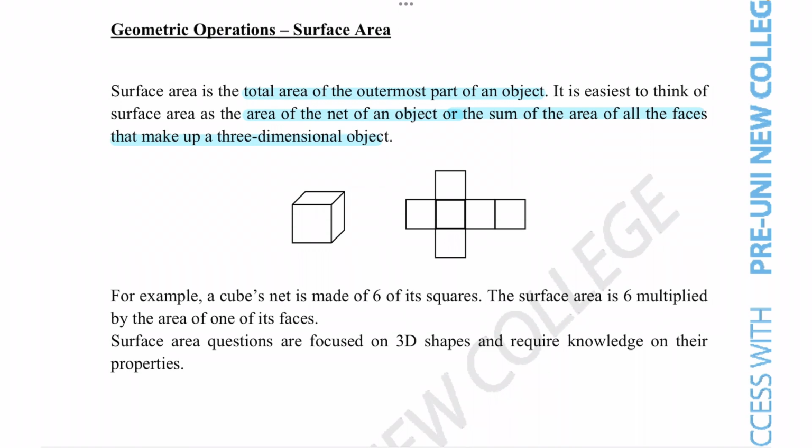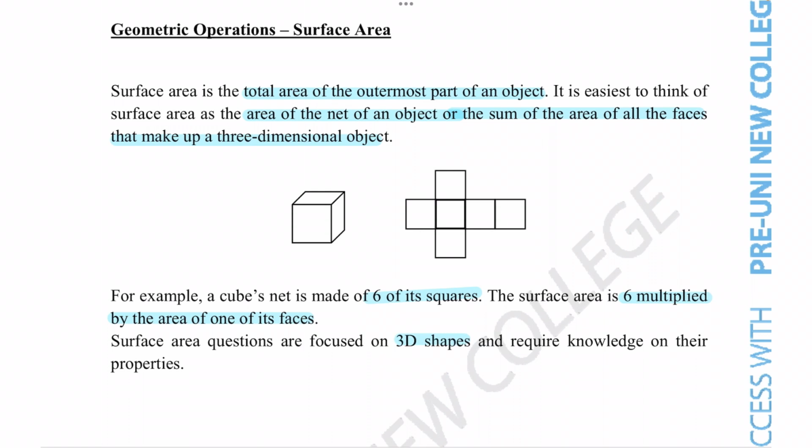For example, a cube's net is made of 6 of its squares. The surface area is 6 multiplied by the area of one of its faces. Surface area questions are focused on 3D shapes and require knowledge of their properties. Okay, so surface area is exactly what it sounds like. It's the area of the surface that makes up a 3D shape.